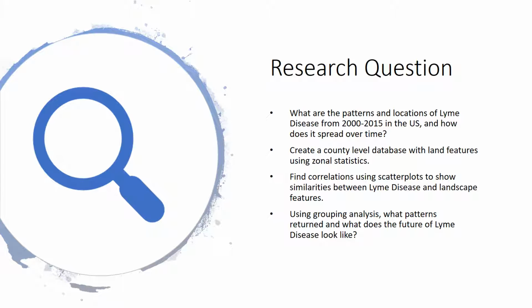My research consisted of 4 main questions and topics. What are the patterns and locations of Lyme disease from 2000 to 2015 in the U.S., and how does it spread over time? Create a county-level database with the land features using zonal statistics. Find correlations using scatter plots to show similarities between Lyme disease and the landscape features. And using grouping analysis, what patterns returned and what does the future of Lyme disease look like?